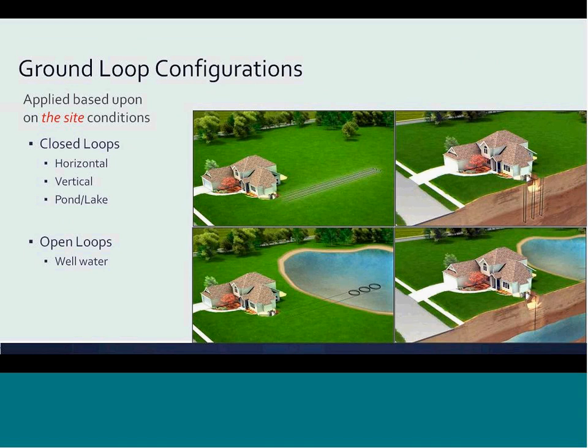There are some very basic examples of different ground loop configurations. These configurations are applicable to both residential and non-residential applications. Read from left to right and top to bottom, we have a horizontal loop, a vertical loop, pond or surface water loop, and open loop or water well type application.